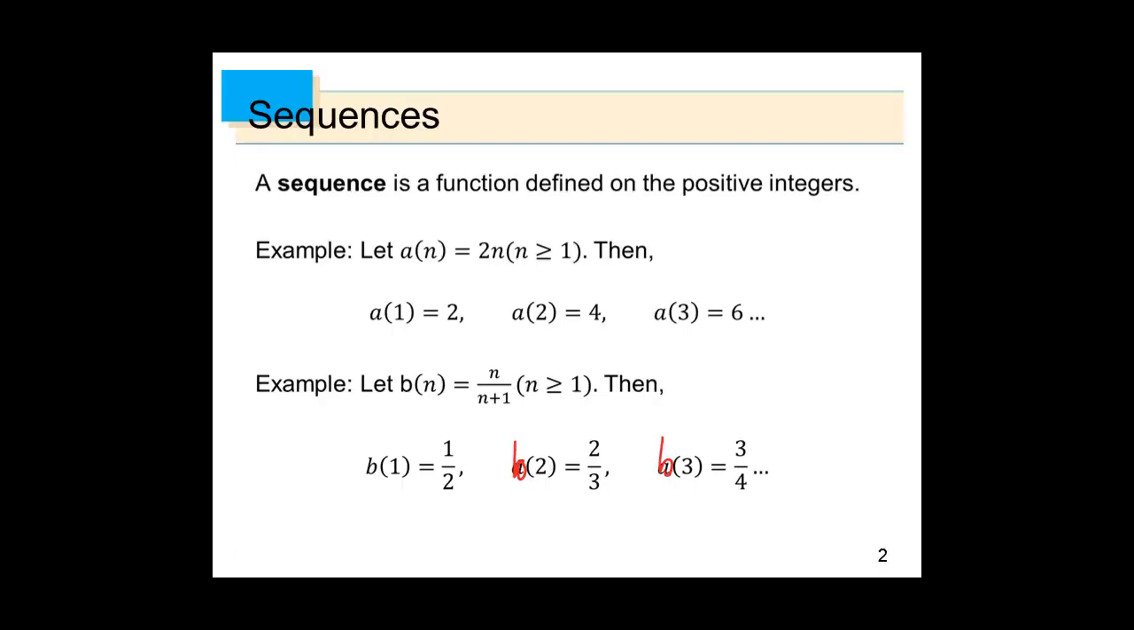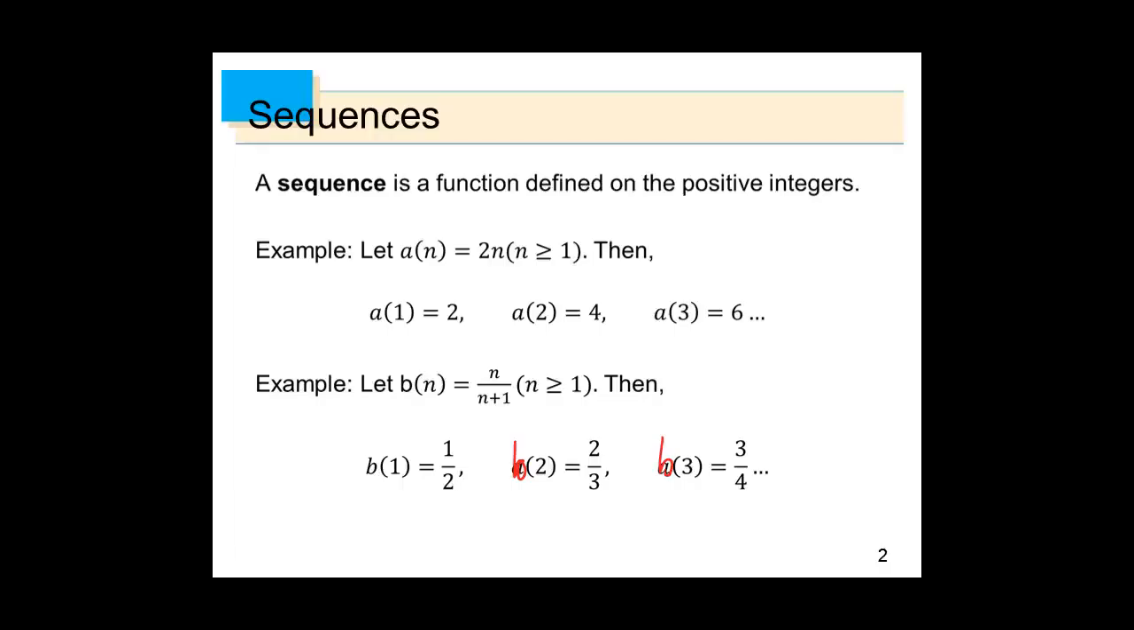Now keep in mind, a sequence, you can view this as an infinite list: a of 1, a of 2, a of 3, a of 4. You can think of this as an infinite list. A of 1 is usually called the first term of the sequence. A of 2 is called the second term of the sequence, and so on. Another example, b of n. B of n, the formula is n divided by n plus 1.